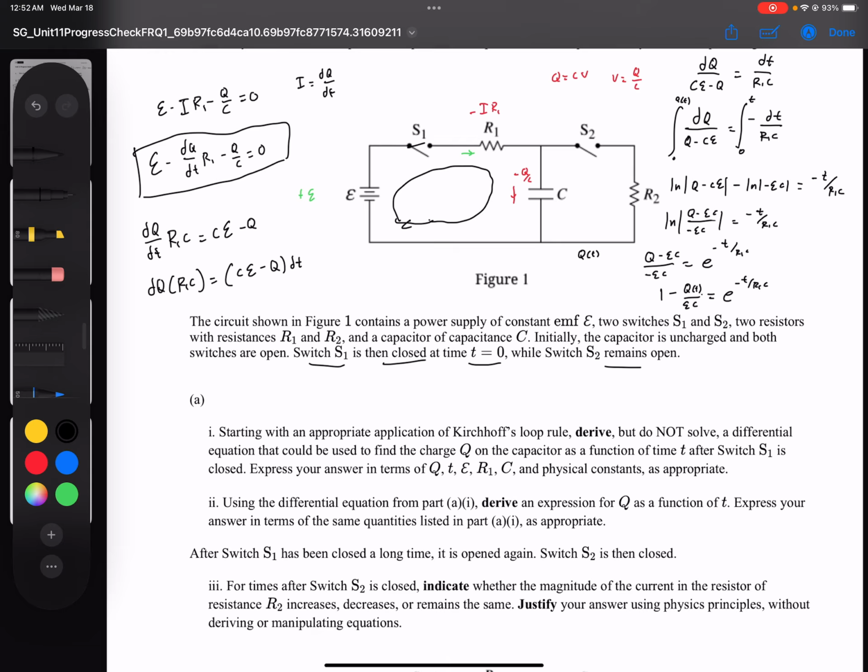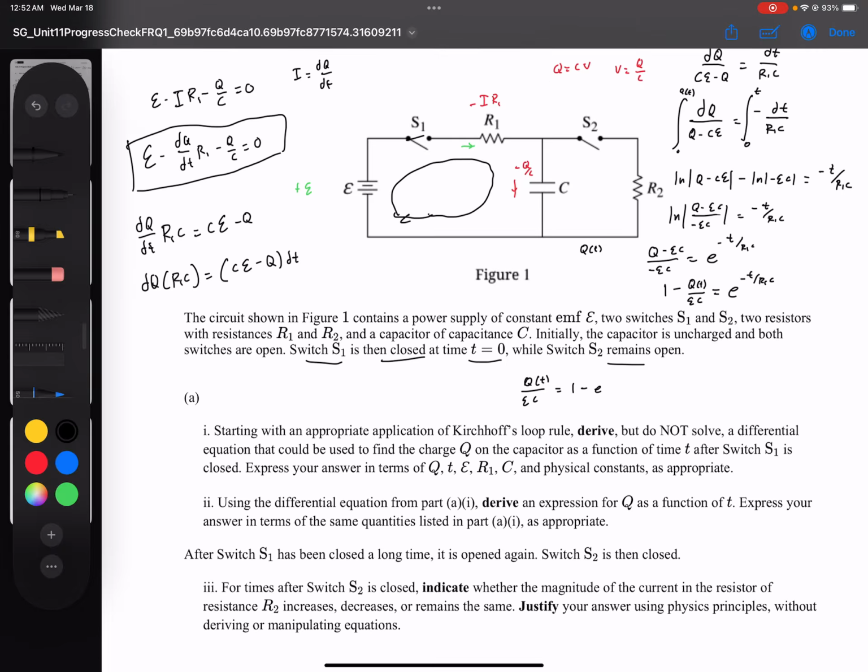All right, almost done. I'm going to rearrange this expression one more time. I have q as a function of time over epsilon, that's the EMF of the battery, times C, the capacitance of the capacitor, is equal to 1 minus e to negative t over R1C. And then finally, we have our expression. So q as a function of time is equal to epsilon times C times 1 minus e to negative t over R1C. And that should match the expression you have in your notes.